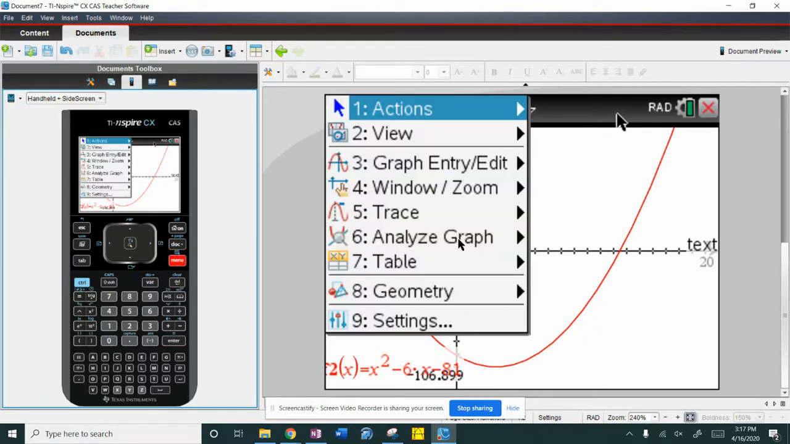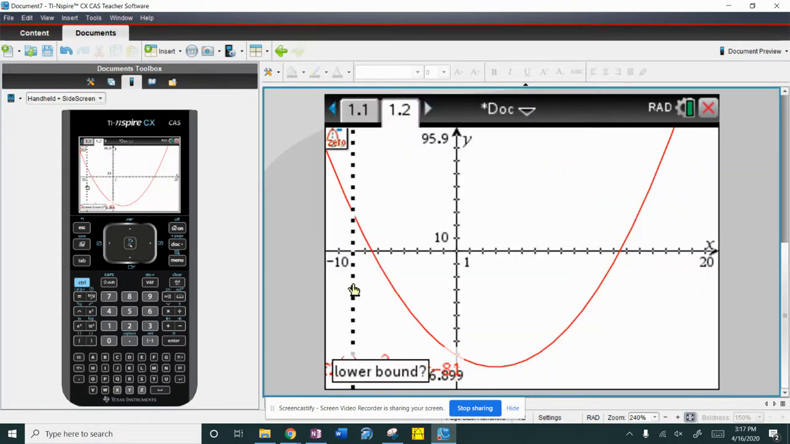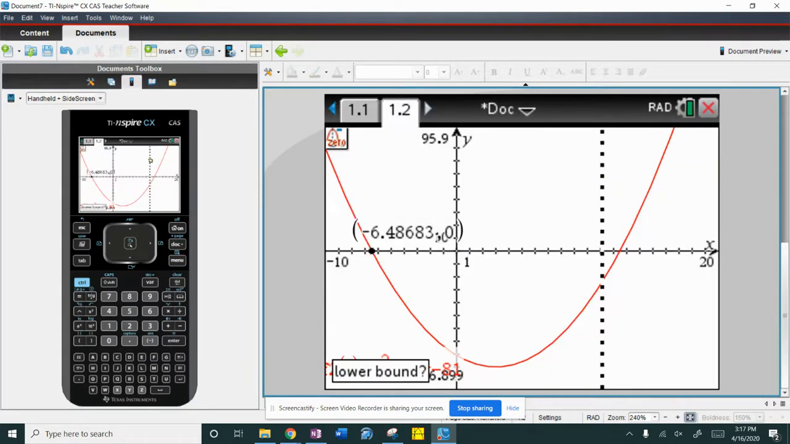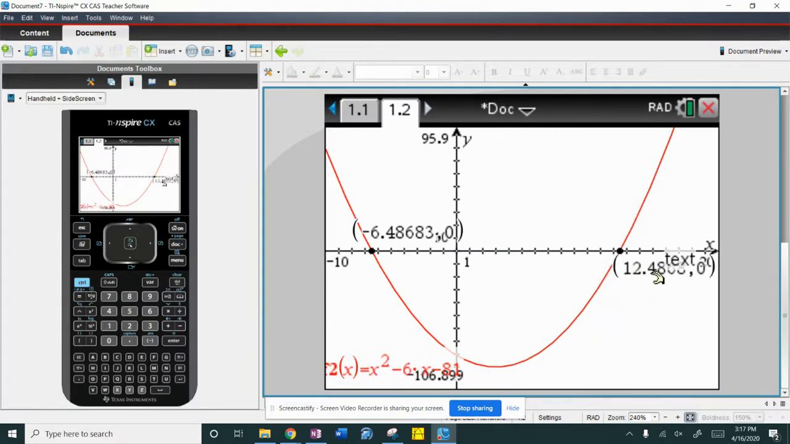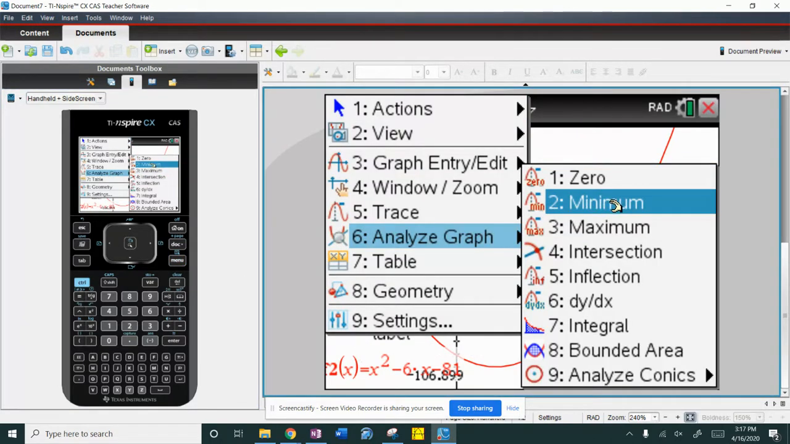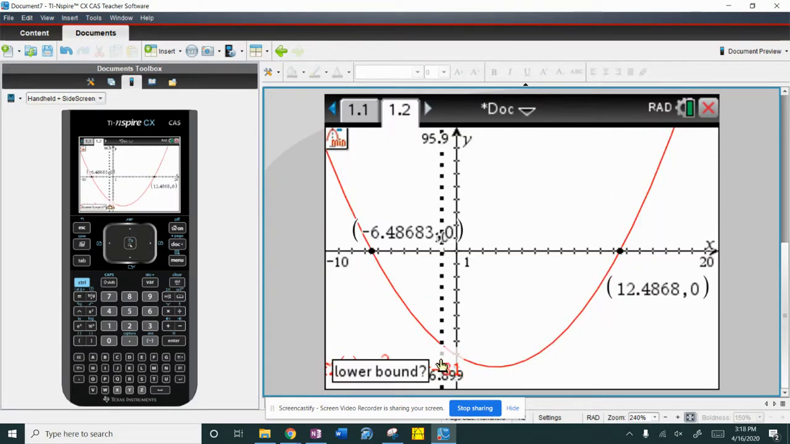So now we can do the analyze graph, find the zeros. Oh, this is good. We have one that's not necessarily a whole number this time. Menu, analyze graph, find the zero over here. And then this time when I go to find the vertex, if I look at my options, this one is a minimum. It's the lowest point. It's not a maximum this time. So I move over and I've got my vertex.